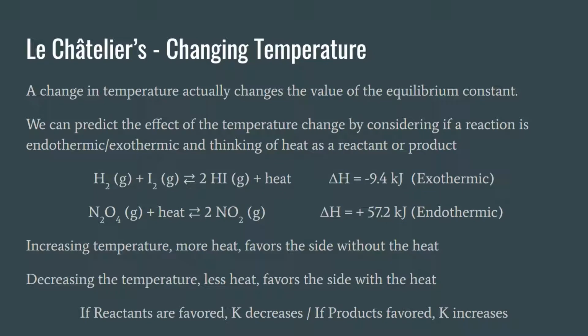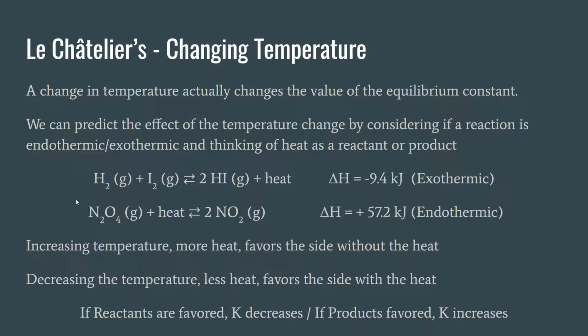Now, we can predict the effect of the temperature change by considering that an endothermic or exothermic reaction can have heat written in as a reactant or as a product, or thinking about writing them in if it's not already there. This first reaction with hydrogen and iodine to make hydrogen iodide, or hydriodic acid, is exothermic. And that can be shown in one of two ways. Heat is a product, or delta H being negative tells me it's exothermic.